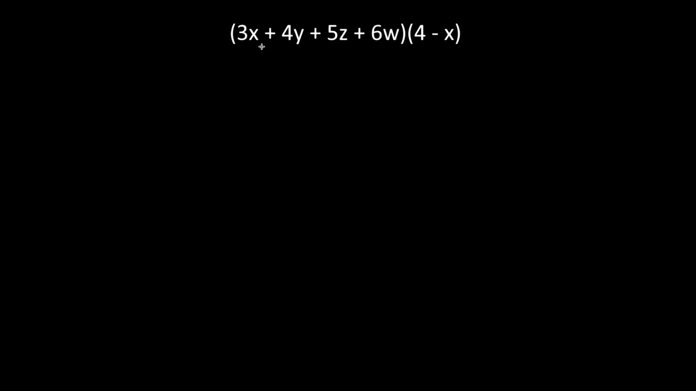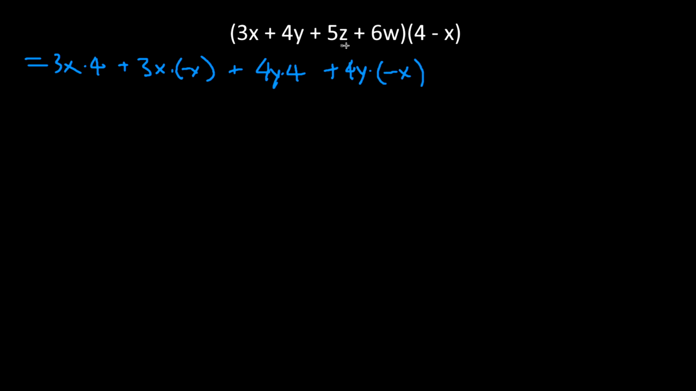Here we want to expand (3x + 4y + 5z + 6w)(4 - x). First we distribute the 3x with the 4 - x. So we have 3x times 4 plus 3x times negative x. Then we have to distribute the 4y, so we add 4y times 4 plus 4y times negative x. Then we distribute the 5z here, so that we add 5z times 4 plus 5z times negative x. Finally, we distribute the 6w. So this is 6w times 4 plus 6w times negative x.